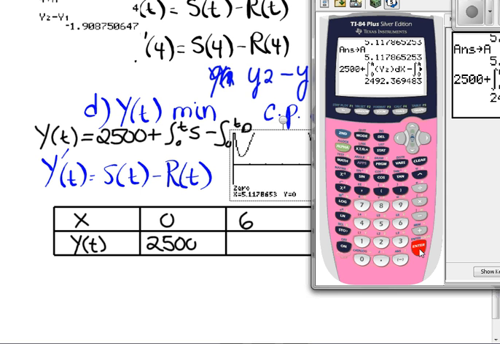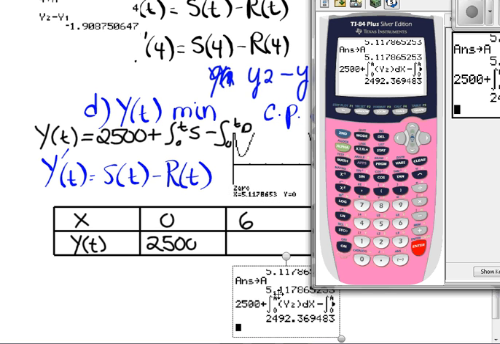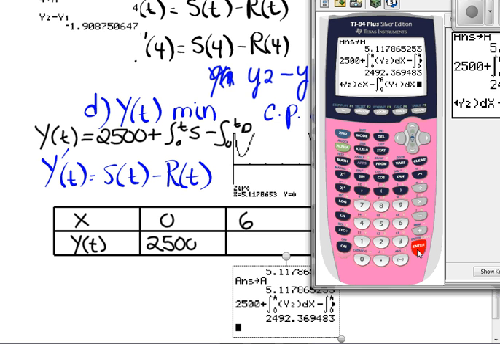Okay, 2492. That's lower than 0, isn't it? How do we do 6? Well, what I'm going to do is do second enter, because that's what most of you are going to do. And then all you have to do is arrow back in here and change that A to a 6. Oh wait, I did that one. I've got to get further back. For B?